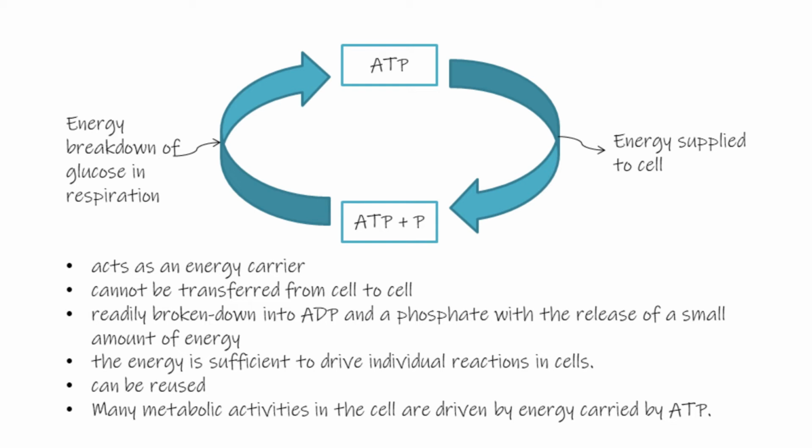It can be readily broken down into ADP and a phosphate with the release of a small amount of energy. The energy is sufficient to drive individual reactions in cells. The ADP and phosphate released can be reused to form more ATP during respiration. Many metabolic activities in the cell are driven by energy carried by ATP.